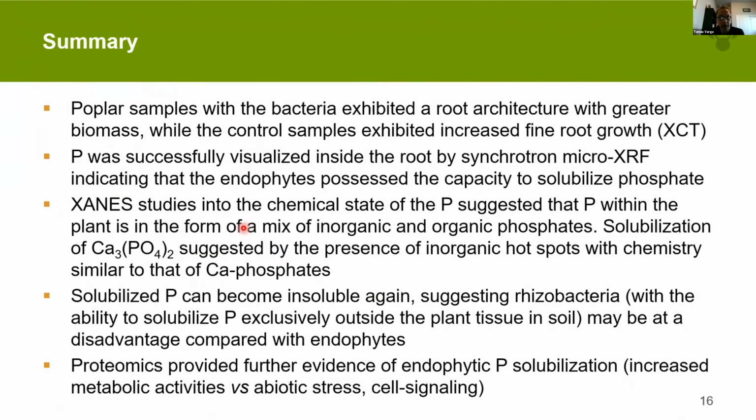So just to summarize, we found that the poplar samples that contain the bacteria exhibited a greater growth of their root architecture, and the control samples exhibited an increased fine root growth. This from CT, and this is consistent with the nutrient limitation as the control was striving for nutrients. And we visualized the phosphorus inside the root by synchrotron micro-XRF, and that showed the capacity of the endophytes to solubilize phosphorus or phosphates.